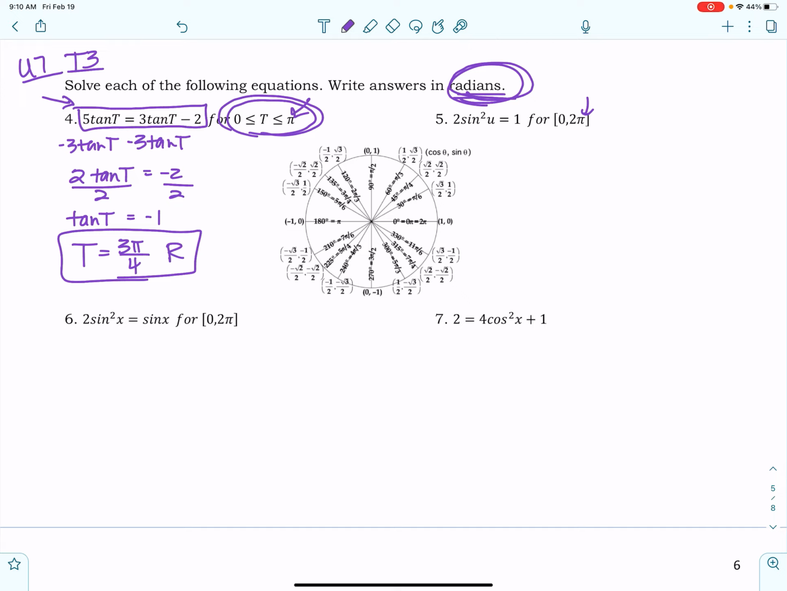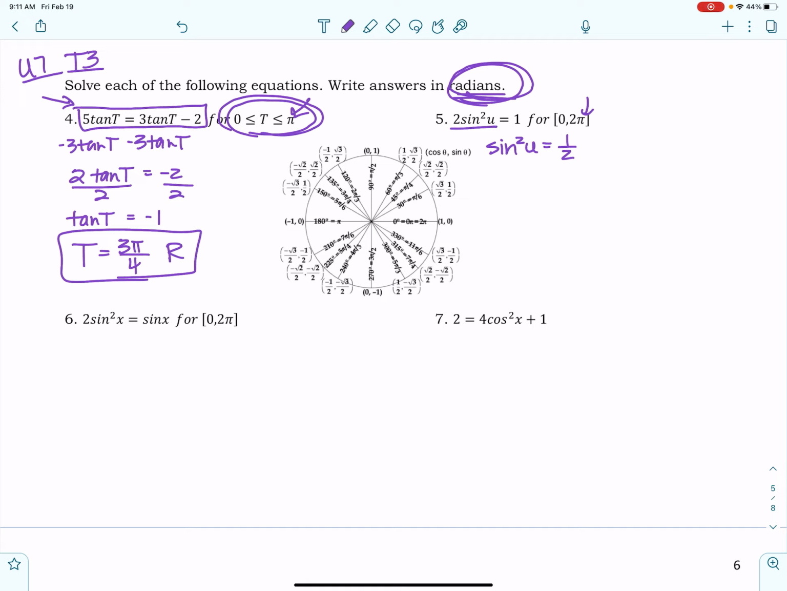All right, so this one, of course, 2 sine squared u, that is not just sine u on the left there, so I do have to do some algebraic manipulation. So I am going to begin by dividing both sides by 2. So I end up with sine squared u equals 1/2. And then, of course, since it's squared, I'm going to need to take the square root of this.